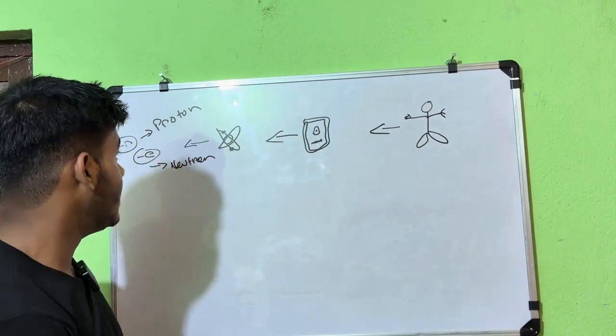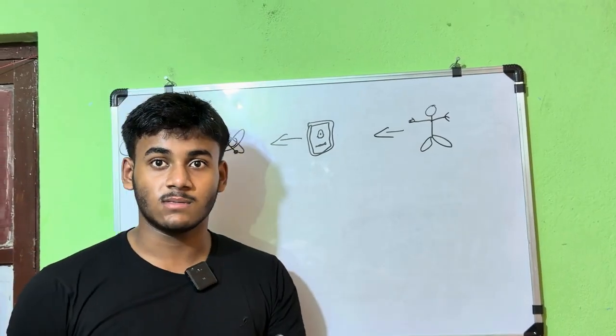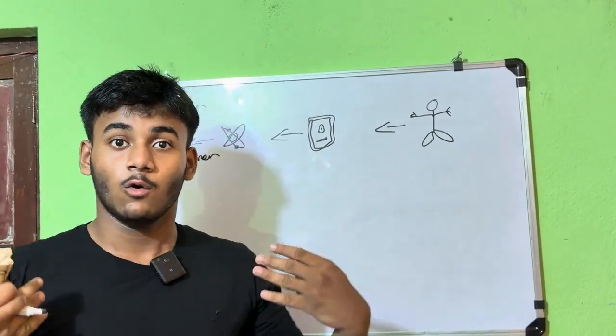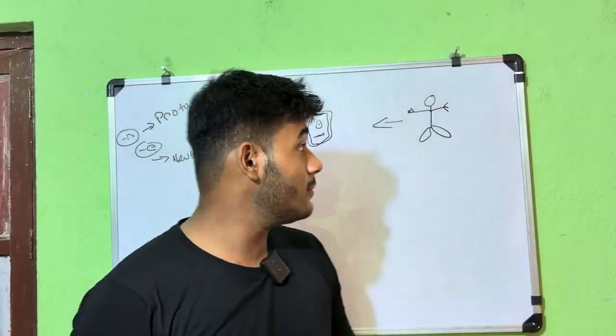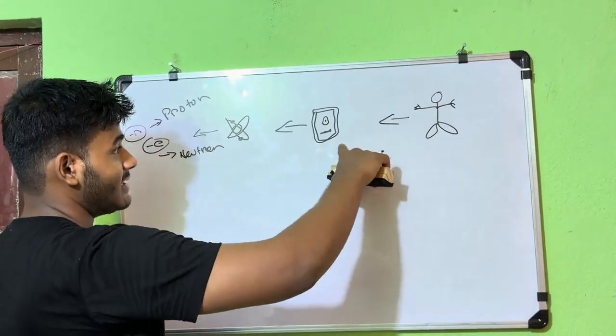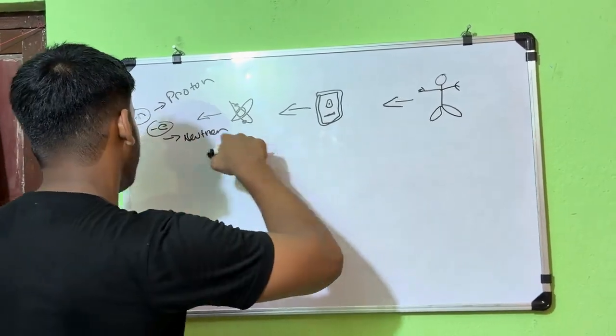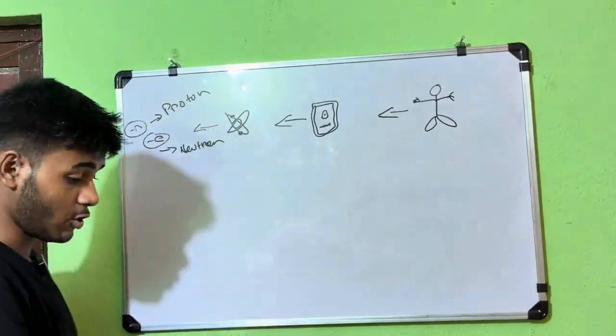Yes. So up to this point, you should be clear about what humans are made of. We human beings, what are we made up of? Our body is made up of cells. Cells are made up of atoms, atoms are made up of a nucleus, and the nucleus is made up of protons and neutrons.